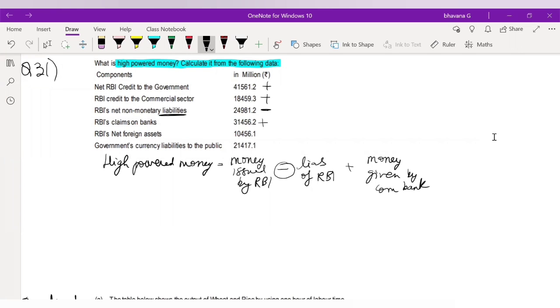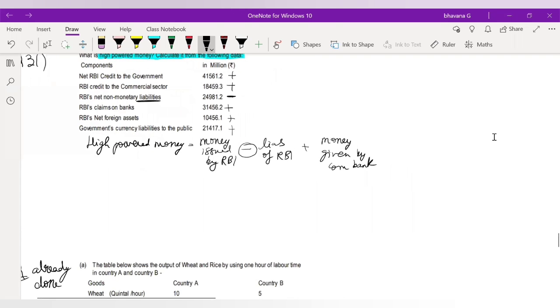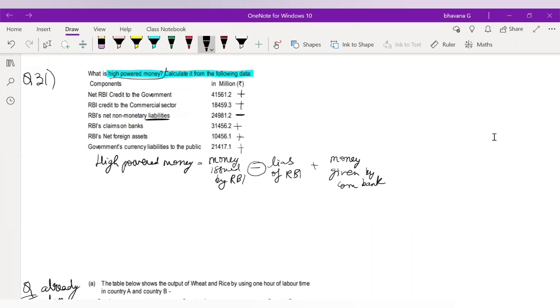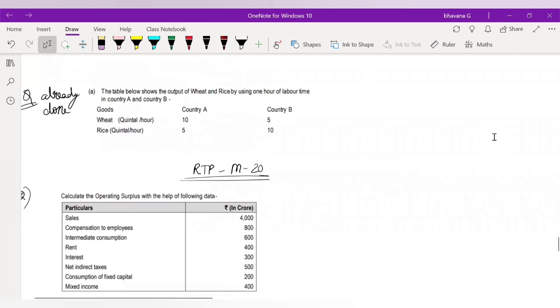Okay, next, RBI's net foreign assets you also have to add. And then finally, the government's currency liabilities to the public. Government currency liability to the public is nothing but the money that has been given to the public. So you have to add that. If you do this, you will finally get your high powered money, and then you will get your answer, which will be nothing but 983.68.7 million. Okay, next question.